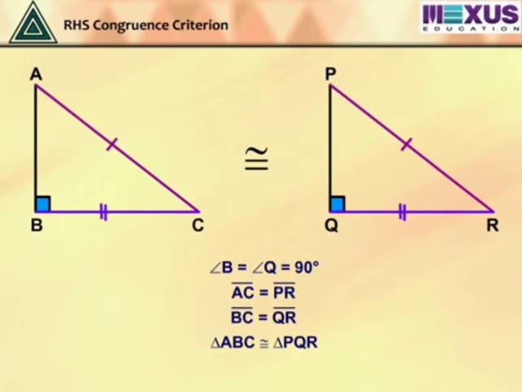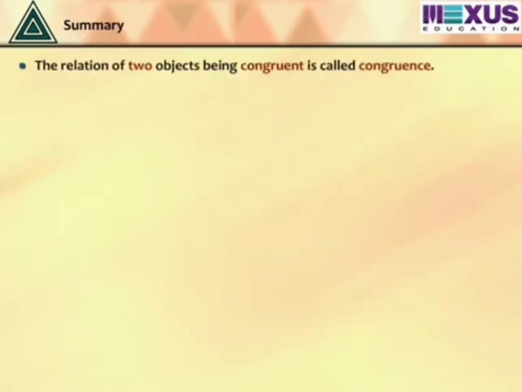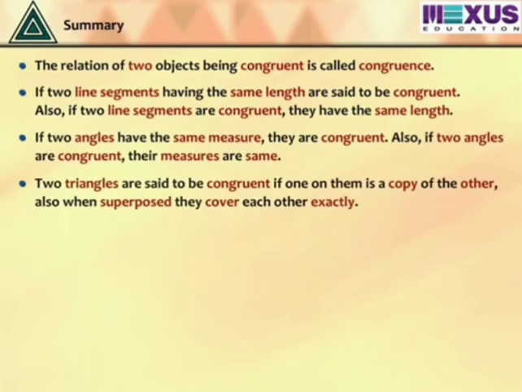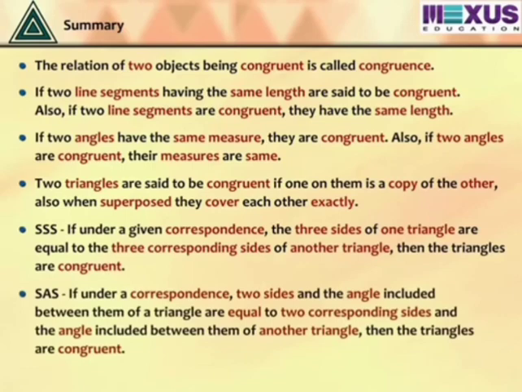So these are the congruency criteria you use for proving two triangles are congruent: SSS, SAS, AAS, ASA and RHS congruence. I hope everybody understood. Now you can also see the summary of this chapter. You have to write these congruency criteria as they are in the book.